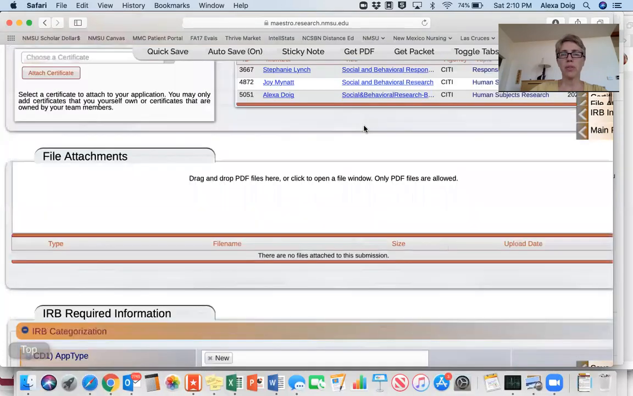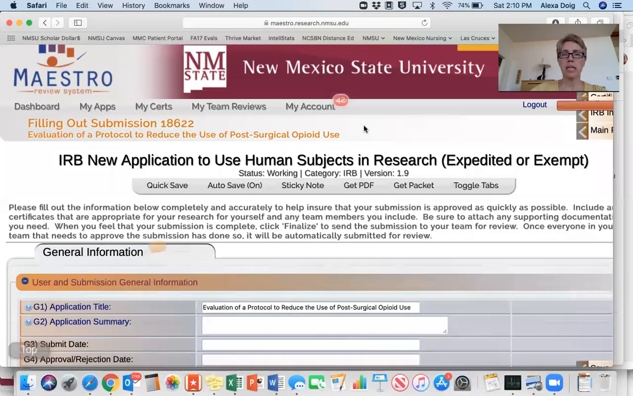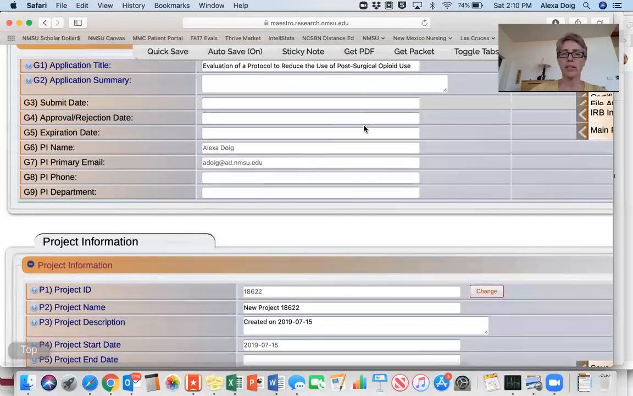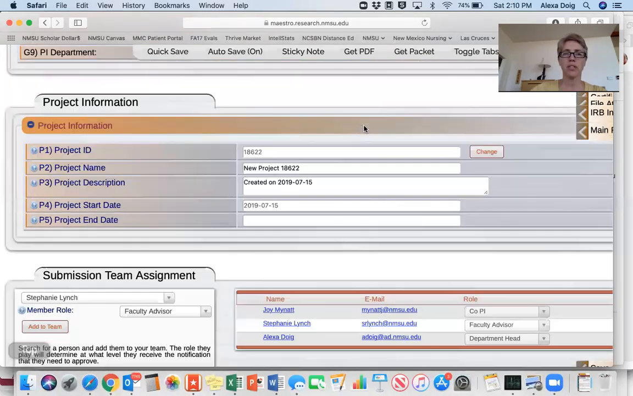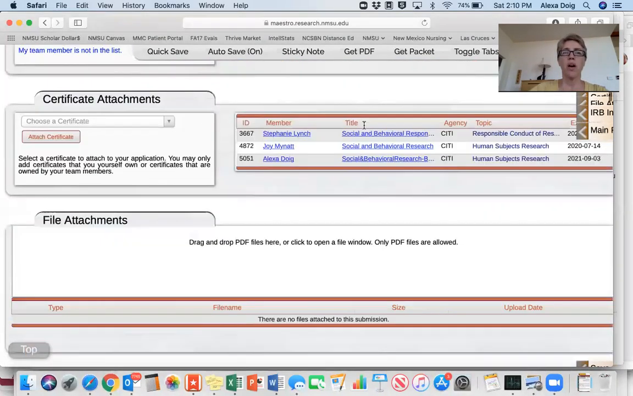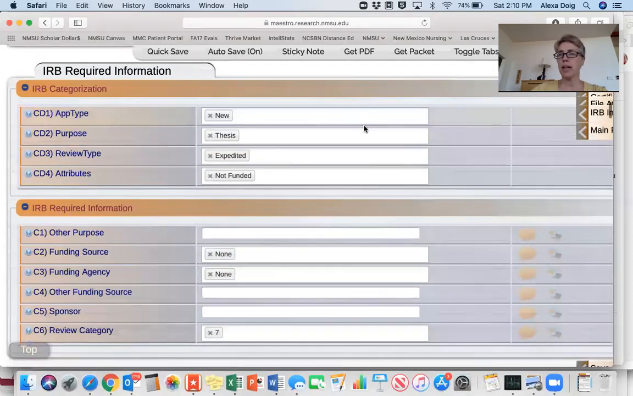We've already talked about adding your name and your committee, and how to upload everybody's IRB training certificates. We've talked about the difference between expedited and exempt categories, and how you'll at least take a stab at figuring out how your application is going to be reviewed by the IRB. If you have questions again about the difference between exempt and expedited, talk to your chair.